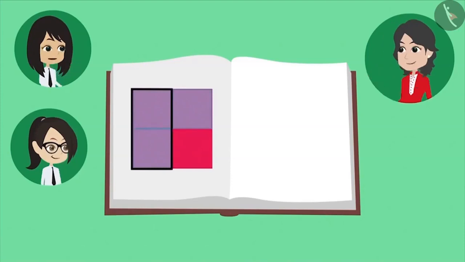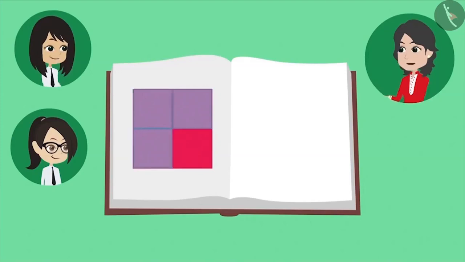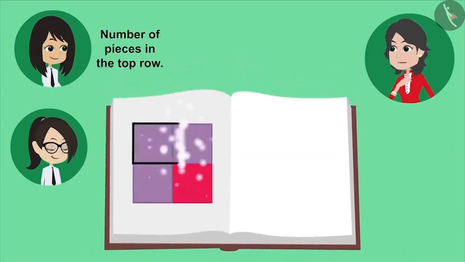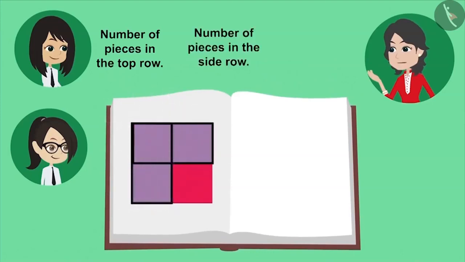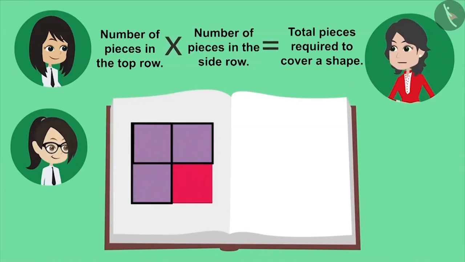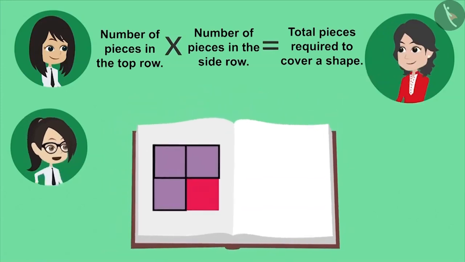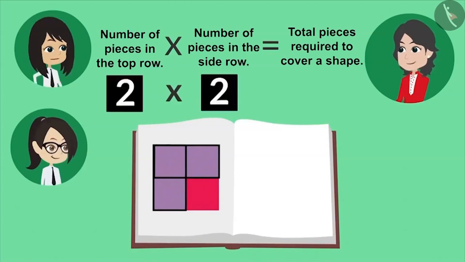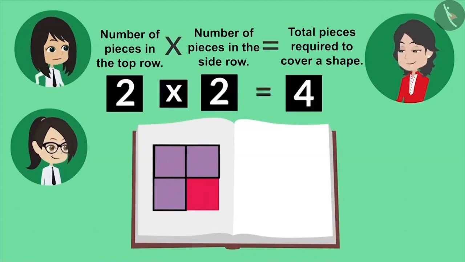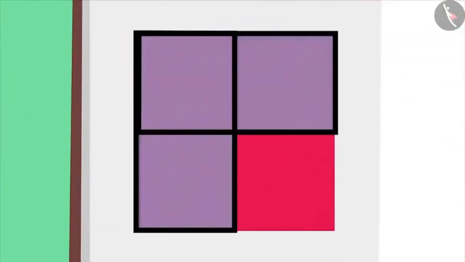Madam, the side row also has 2 pieces. You both are right. Now, we will multiply the number of pieces placed in the top row by the number of pieces placed in the side row. This will tell us how many pieces will be required to cover this shape. That means to know how many pieces will be required to cover this shape, we have to multiply 2 by 2. Am I right? Yes. Multiplying 2 by 2 will give us 4. That means 4 pieces are required to cover this shape.